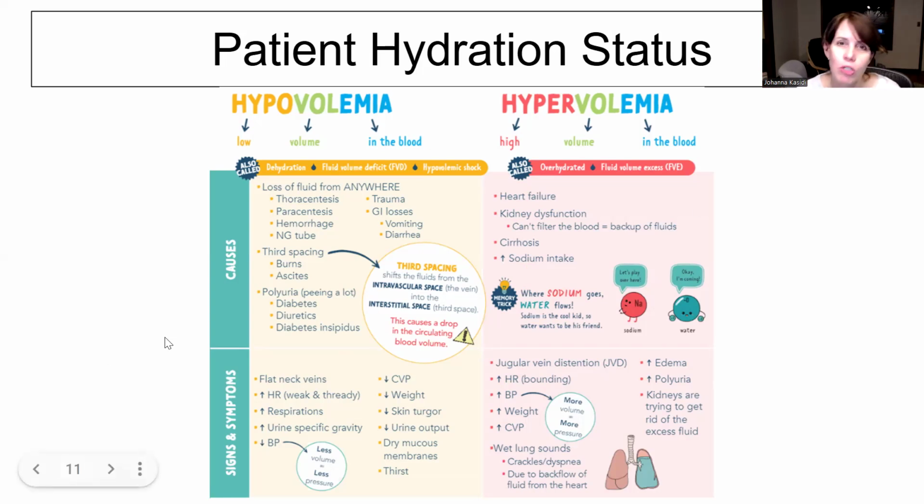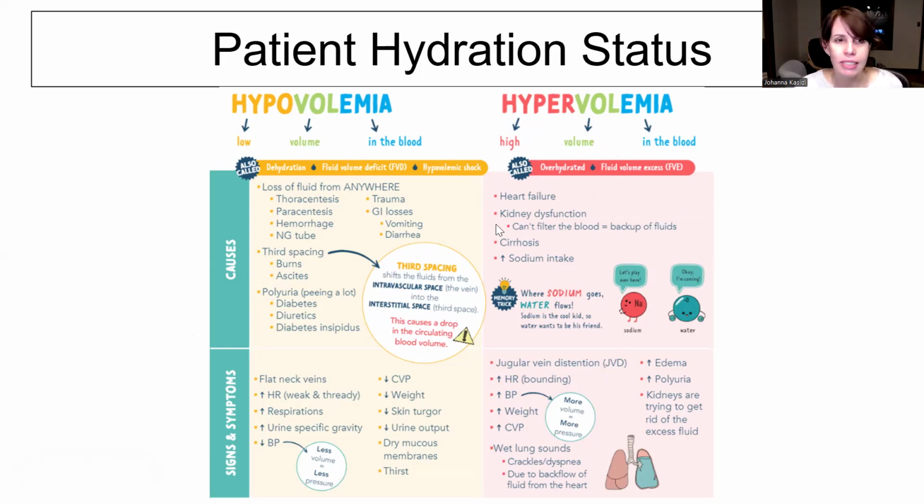Also, third spacing, which we talked about related to sepsis or another type of shock, burns, ascites. And if you're urinating a lot from diuretics, if you're over-diuresed, or diabetes. And then with hypervolemia, that could be related to kidney failure, heart failure, liver failure, too much sodium intake. I know we take a lot after Easter when people eat those really salty hams. You have a lot of people come in with hypervolemia after that.